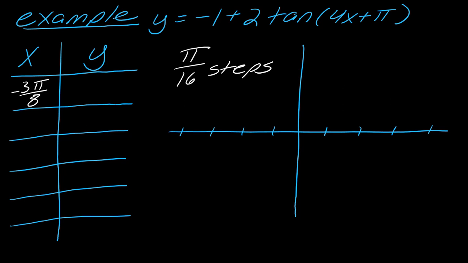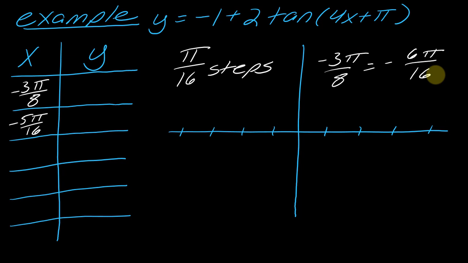So something that might be helpful to remember, negative 3 pi over 8 is equivalent to negative 6 pi over 16. Now remember, when you add this, you're adding something positive. So I will go from negative 3 pi over 8 to negative 5 pi over 16, right? When I add pi over 16 to negative 6 pi over 16, that becomes negative 5 pi over 16. Don't let the negative throw you off. I think that's a really easy mistake to make.